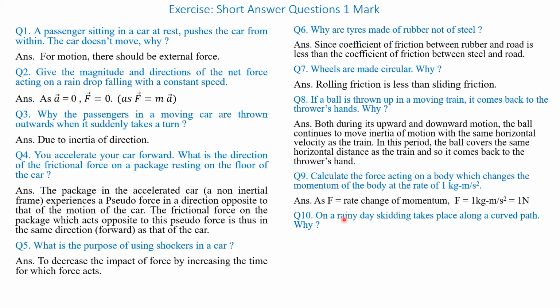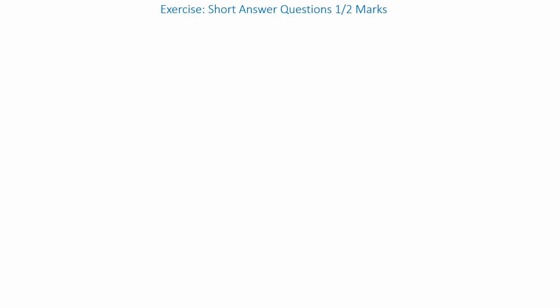Question 10. On a rainy day, skidding takes place along a curved path. Why? Answer. As the friction between the tires and the road reduces on the rainy day. Question 11. Why does a gun recoil when a bullet is being fired?